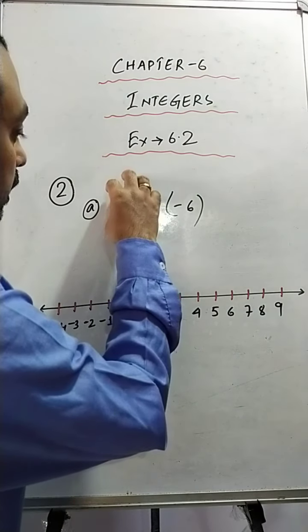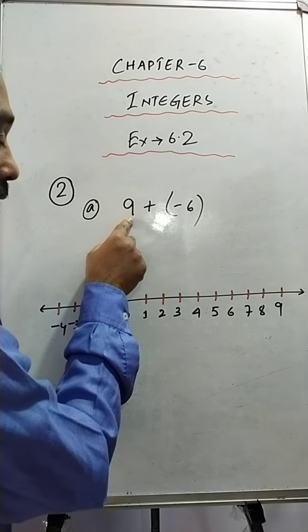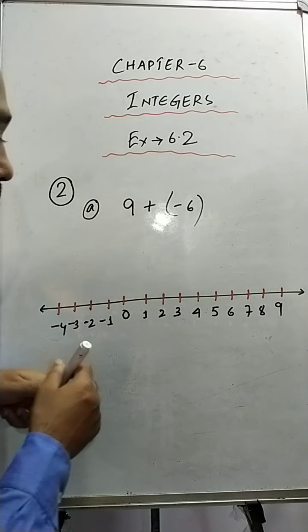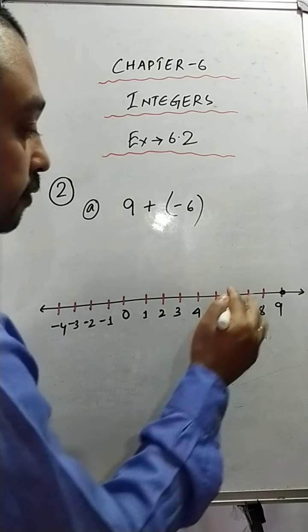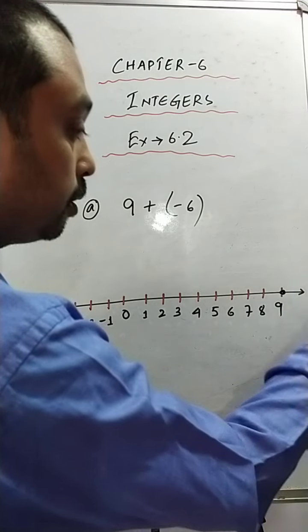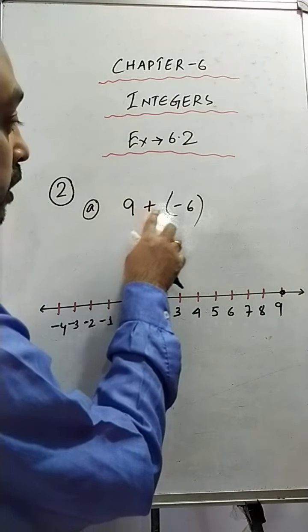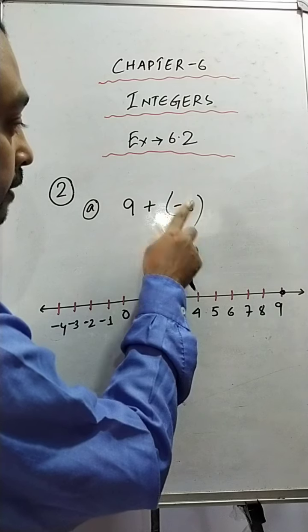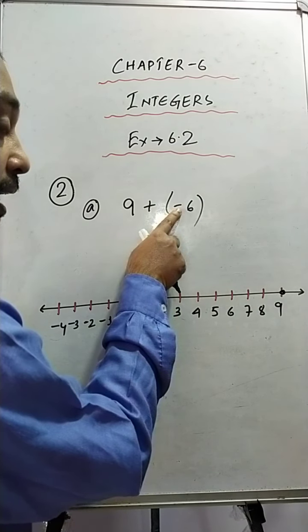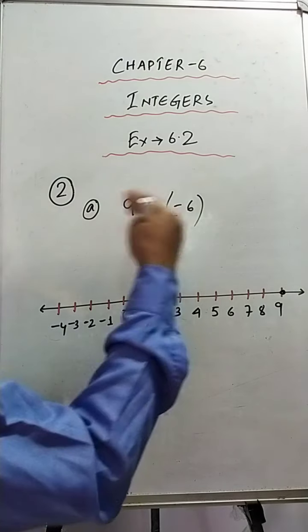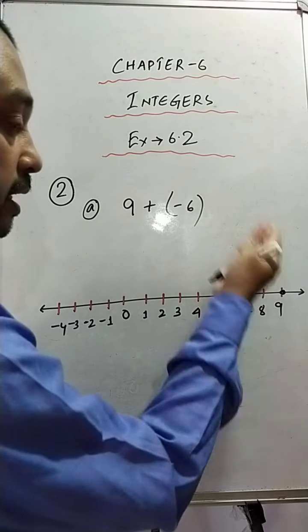Now initially, which number are we standing on? 9. So we are standing on 9, isn't it? Now we have to decide whether to go towards the right hand side or left hand side. How to decide that? What is the next number we have? We have minus 6. The next number is carrying a minus sign, so we'll move towards the left hand side of 9.